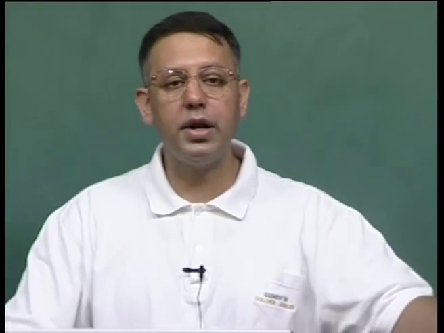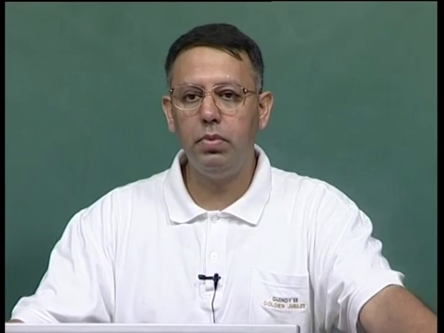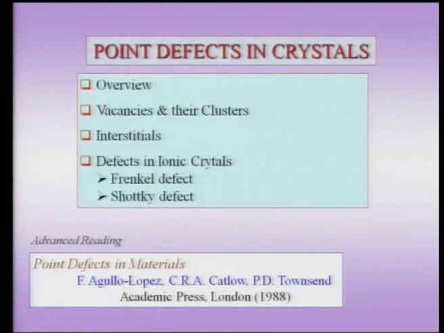And with that we come to a broad understanding of the overview of the classification of defects in materials, and now we will slowly take up all the defects one by one, and we will start with point defects. So, let us first take up point defects in crystals, which we might say are the 0-dimensional defects in crystals. We will start with the overview, then talk a little about vacancies and their clusters, interstitials, and other kinds of defects in charged materials like the Frenkel defect and the Schottky defect.